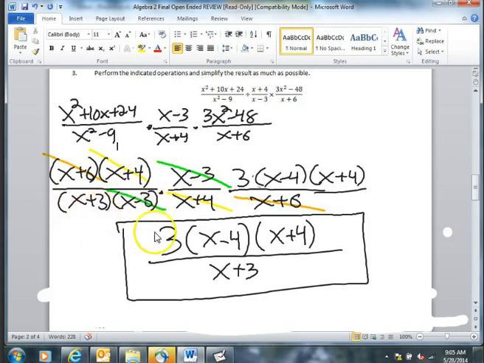Look at the bottom, I'm left with an x plus 3, and on the top, this stuff is left over. You do not need to FOIL this out. You could, but you don't have to. It's silly because you might make mistakes. Alright, moving on to problem 4.